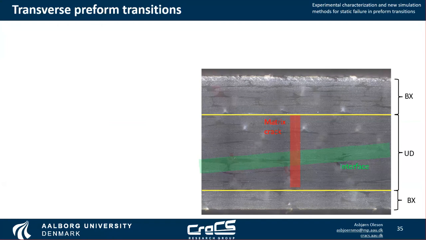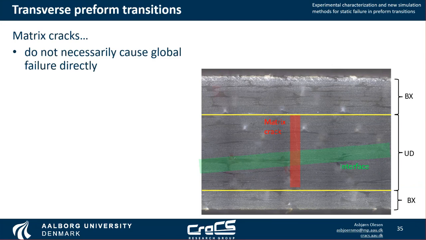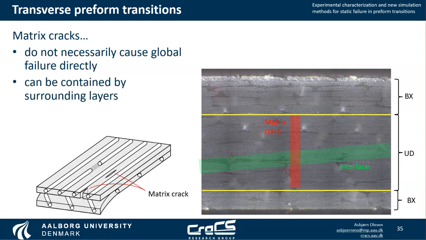One thing that must be considered for the further studies is that while matrix cracks do not necessarily cause failure of the global structure, this is because they can be contained by the surrounding layers, as we see here. In all properly designed laminates, this should also be the case, that they are arrested by surrounding layers.